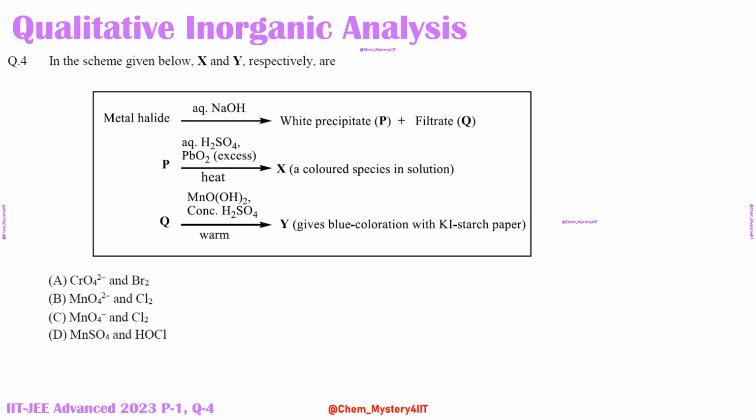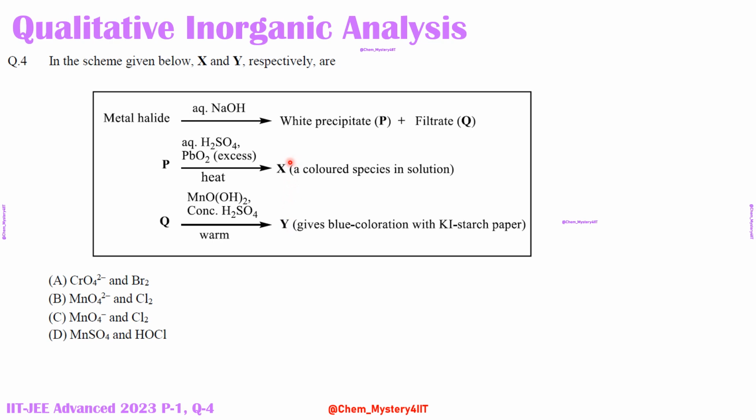They asked, in the scheme given below, X and Y are to be identified, and please note this is not about P and Q, this is about X and Y, which are going to be the final products in this reaction sequence. When this metal halide is reacted with NaOH, we get this white precipitate P and the filtrate Q, and then the precipitate and the filtrate are reacted with this group of reagents so that we get X and Y.